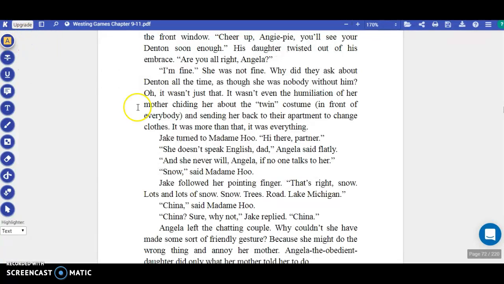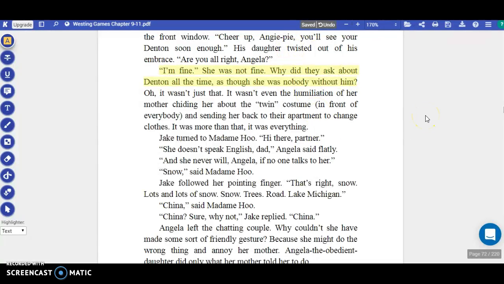All right, we've come across our very first problem for Angela. I'm going to stop there. Angela says, "I'm fine," and the narrator explains she was not fine. Why did they ask about Denton all the time, as though she was nobody without him? So there we go, there's our first problem.